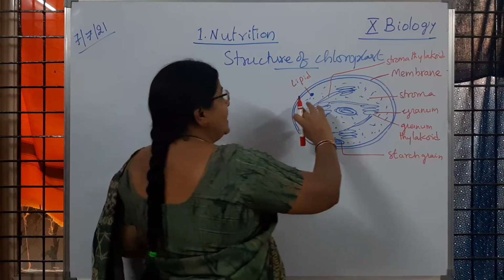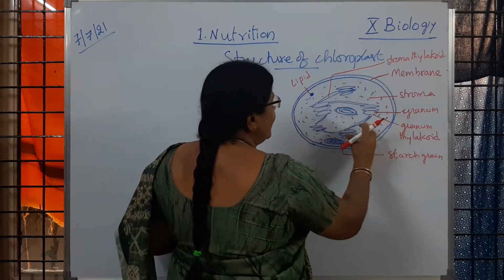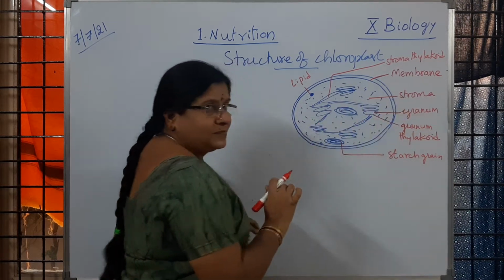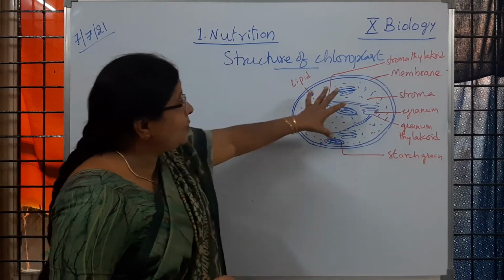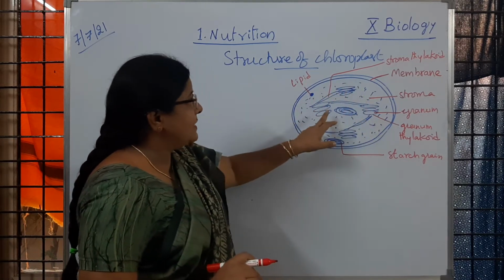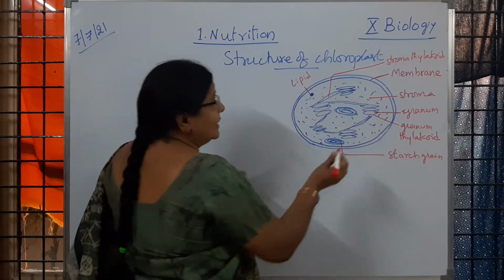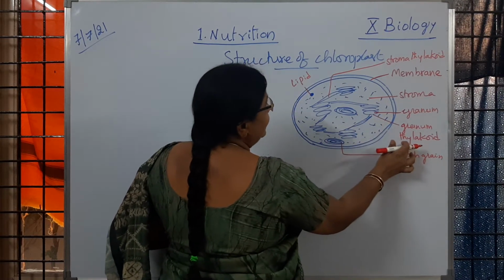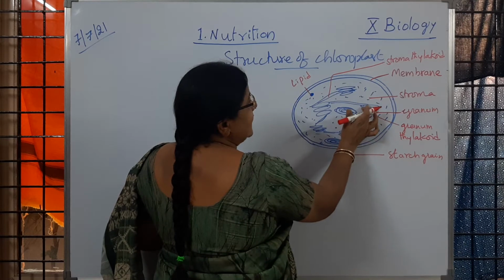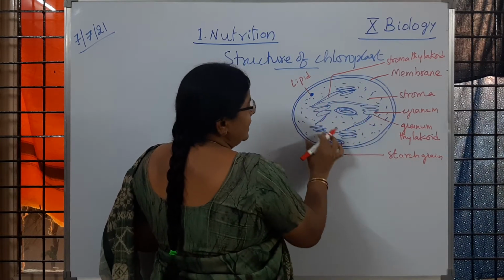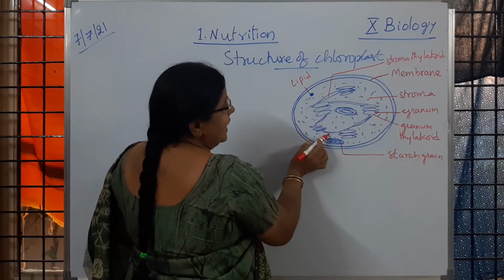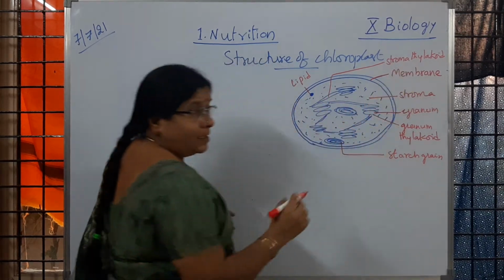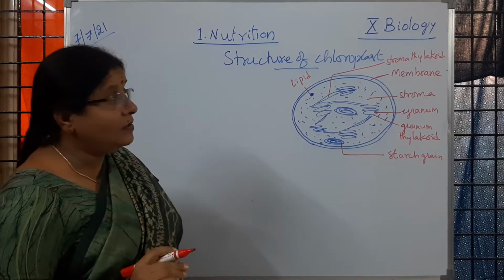Then there is a colorless fluid like substance which we call the stroma. Is it clear to children? In the stroma only the grana are present. Is it clear to children? Then the grana is covered by a membrane which we call the granum thylakoid, and the stacks of grana are connected with each other with the help of these structures. What do we call them? They are called the stroma thylakoid. Is it clear to you?